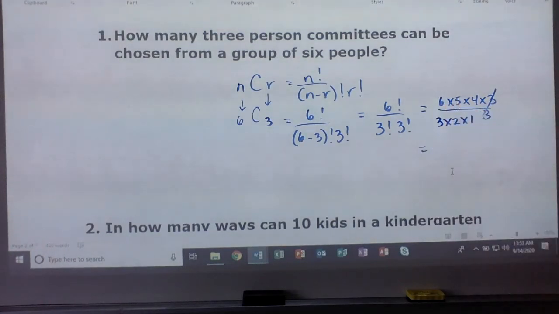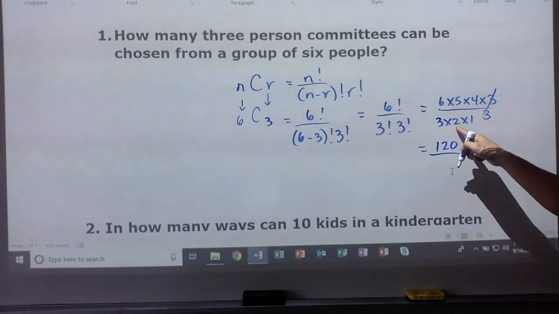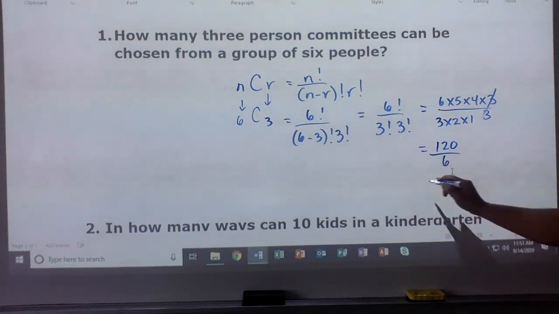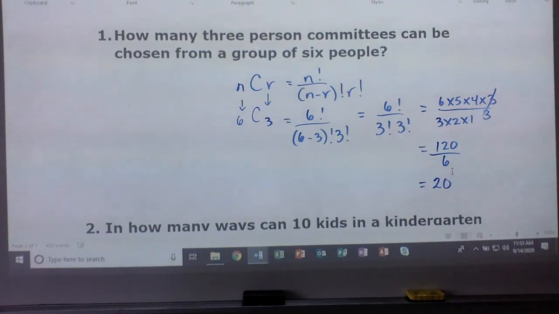6 times 5 gives me 30. 30 times 4, 120. 120 divided by 3 times 2 is 6. 6 times 1 is 6 again. So my answer equals 20.